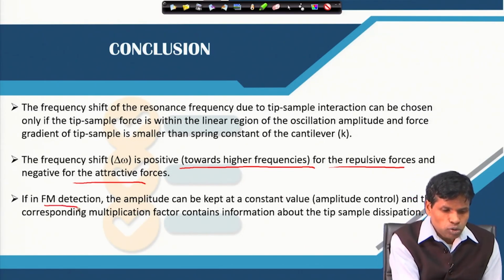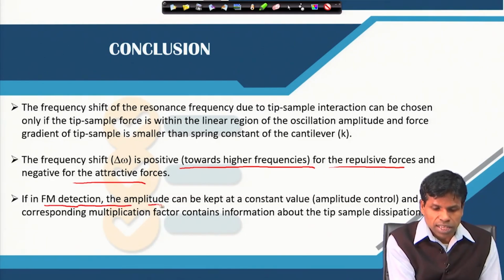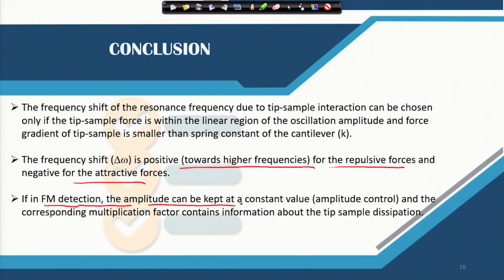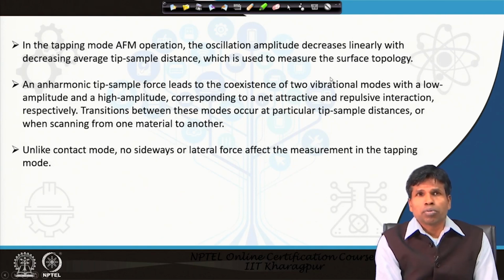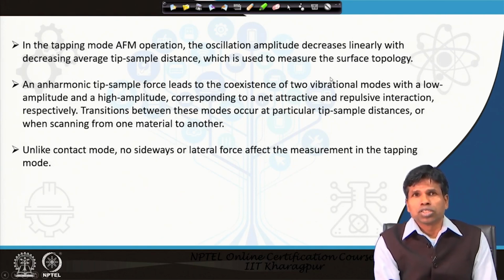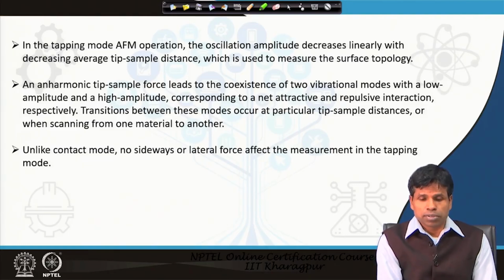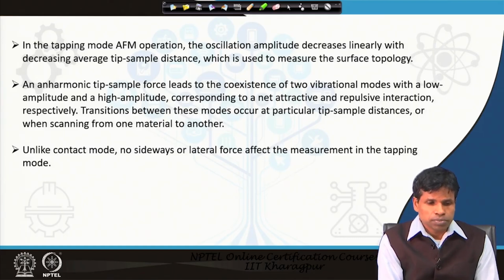In frequency modulation detection, the amplitude can be kept constant and then used for getting the information of the sample surface. In the tapping mode of AFM operation, the oscillating amplitude decreases linearly with decreasing average tip-sample distance, and therefore can be utilized for getting the surface topology.